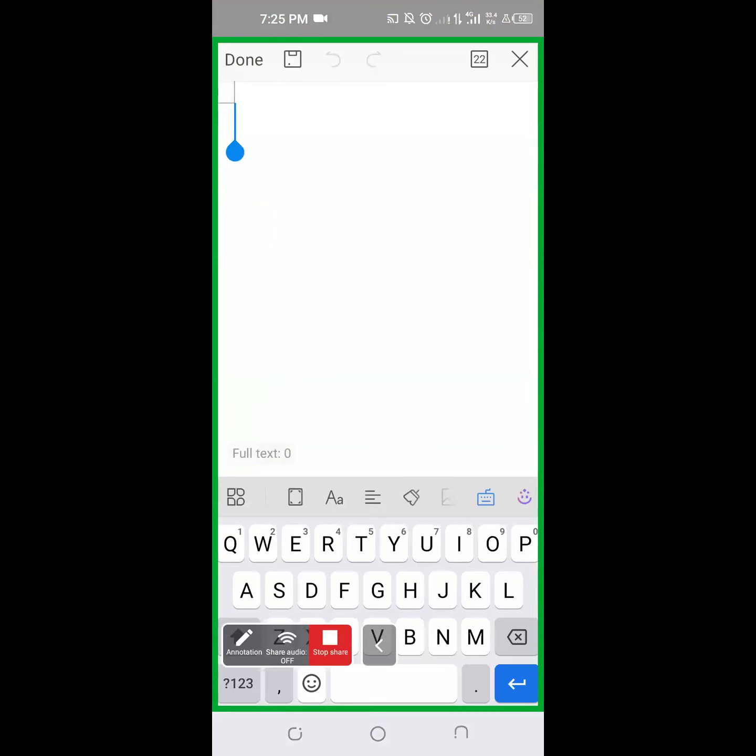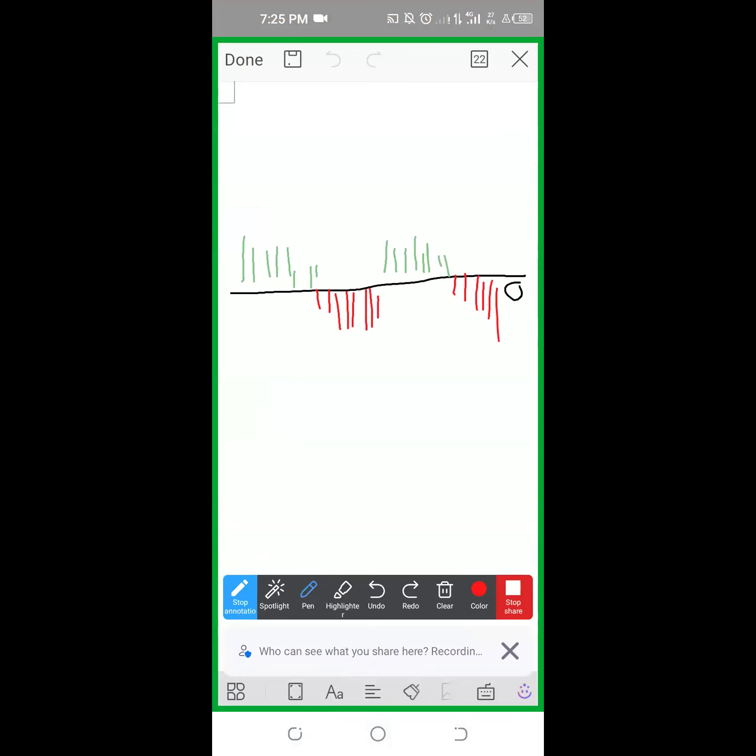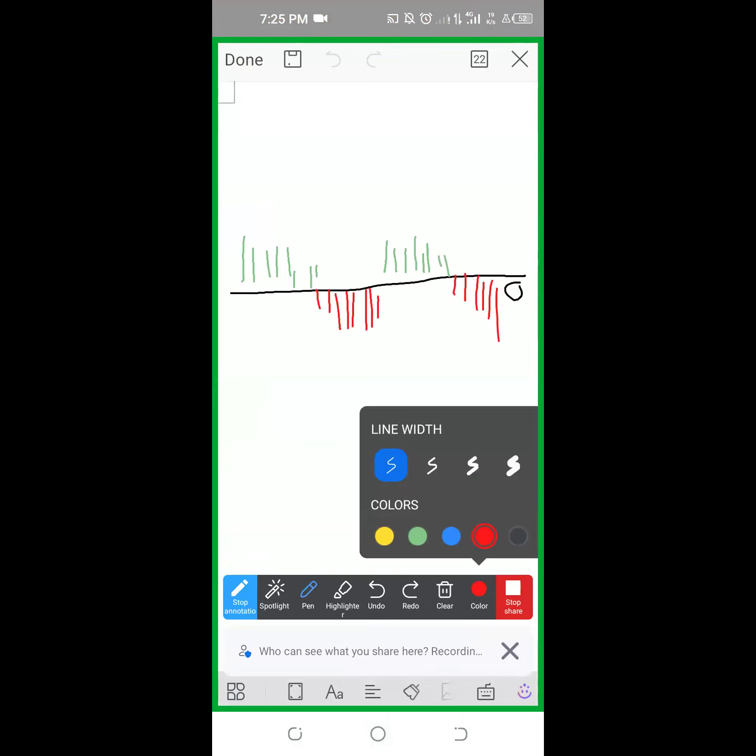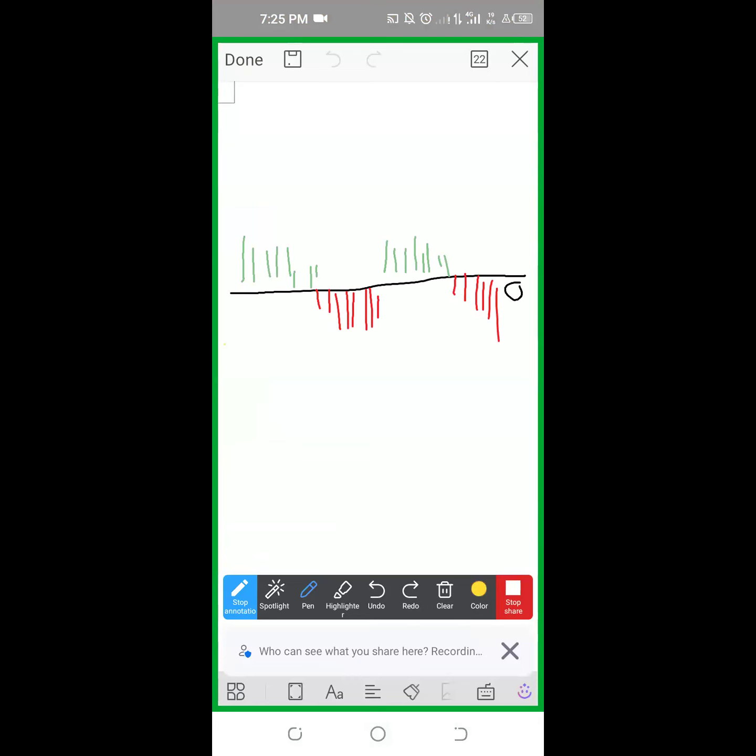Now, after these green bars and the red bars at the bottom, there are another two lines that move like a wave. They move like this. They move up, it goes down, it moves up, it moves down, it moves up.